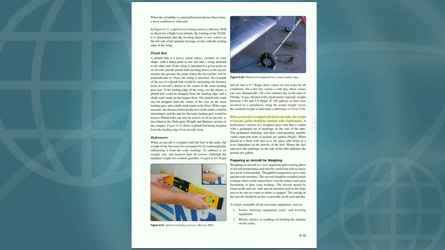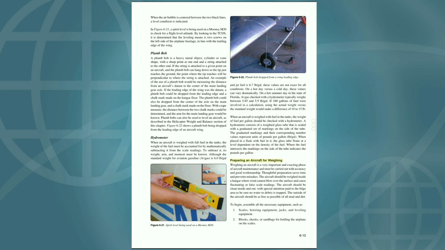When an aircraft is weighed with fuel in the tanks, the weight of fuel per gallon should be checked with a hydrometer. A hydrometer consists of a weighted glass tube that is sealed with a graduated set of markings on the side of the tube. The graduated markings, and their corresponding number values represent units of pounds per gallon, pounds/gal. When placed in a flask with fuel in it, the glass tube floats at a level dependent on the density of the fuel. Where the fuel intersects the markings on the side of the tube indicates the pounds per gallon.